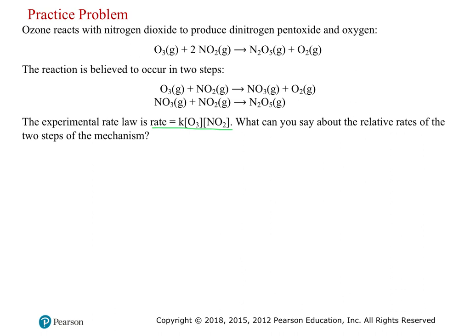Okay, so we're going to look and see if the first step is slow. That would mean that the rate law would need to agree with that slow step. If we look, here is the first step: ozone to the first, nitrogen dioxide to the first. So it looks like that agrees with the experimental rate law. So that would have to mean that this has to be the slow step, and this therefore is the fast step.